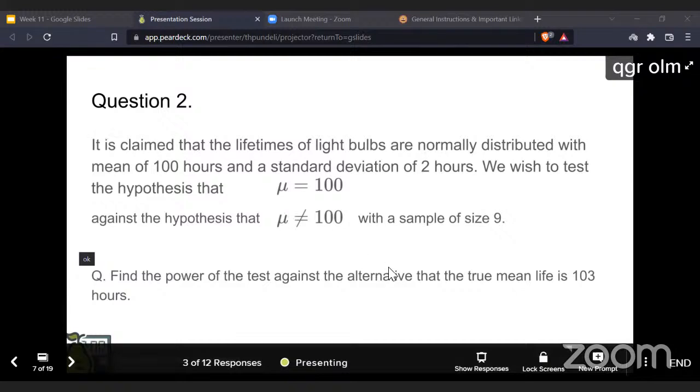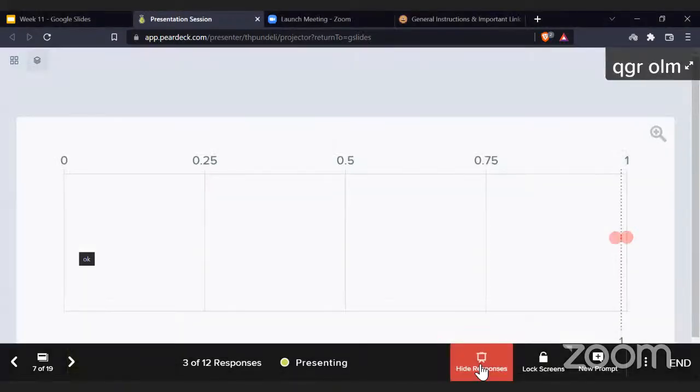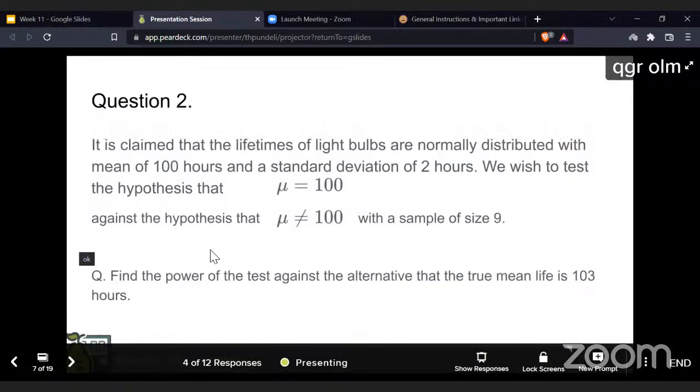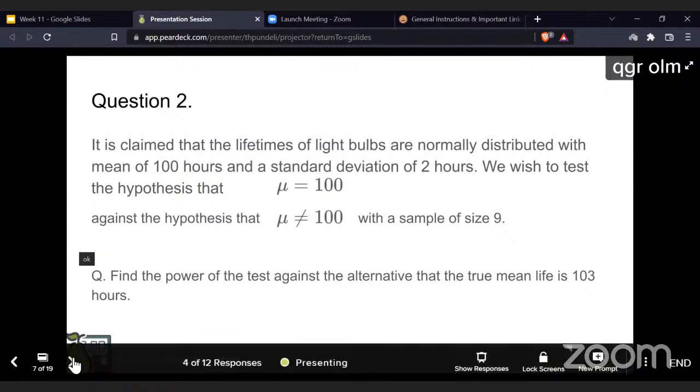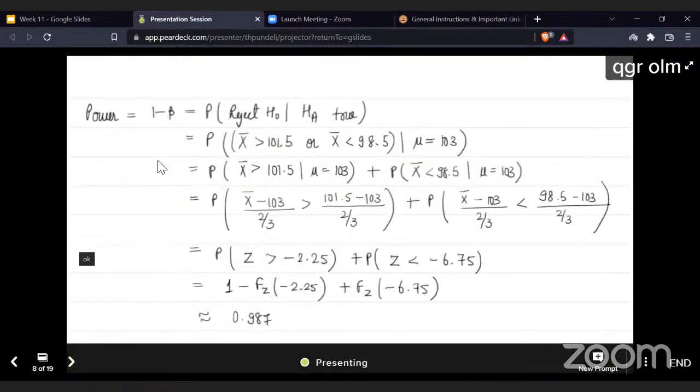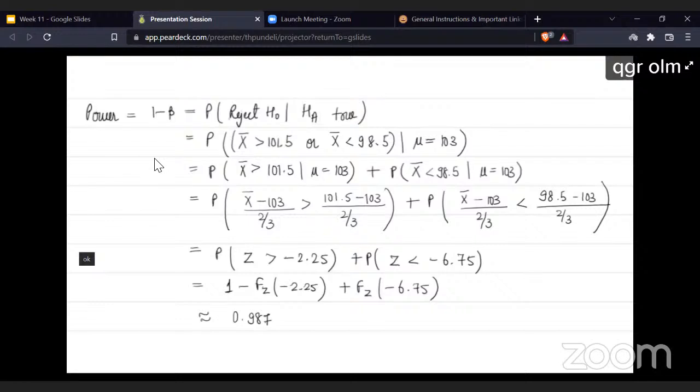Okay, so let's see the answer here. Here we had to find the power of the test against the alternative that the true mean life is 103 years. You know that the power is 1 minus beta, and it says given the alternative is true, you are rejecting H0. You should reject H0, right?